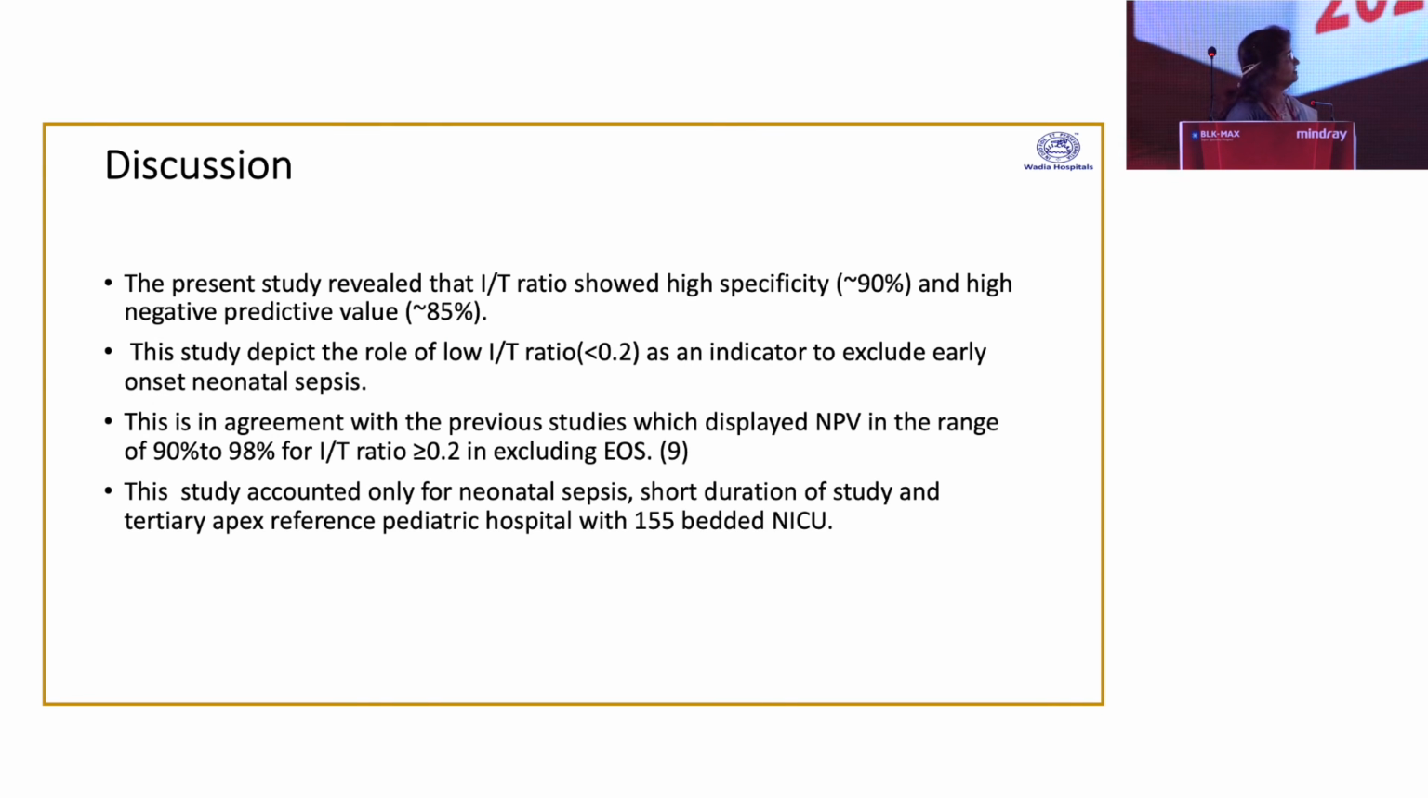So the present study revealed that IT ratio showed high specificity, around 90%, and high negative predictive value, around 85%. This study depicts the role of a low IT ratio as an indicator to exclude early onset neonatal sepsis. This is in agreement with previous studies which displayed NPV in the range of 90 to 98% for IT ratio more than 0.2 in excluding early onset sepsis. This study accounted only for neonatal sepsis, with a short duration of study, and was in a tertiary apex reference pediatric hospital with a 155 bedded NICU.